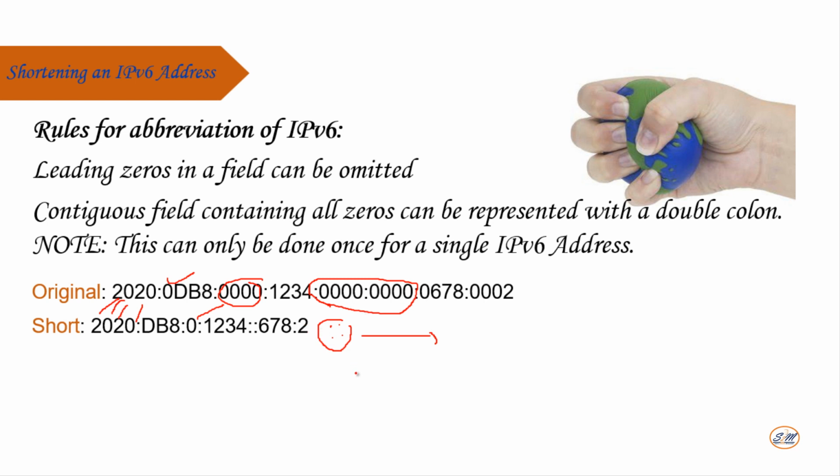This is the procedure, or the process, of how to squeeze or compress IP version 6 from the original to a short format, how to abbreviate this address. And let's check the other ones.